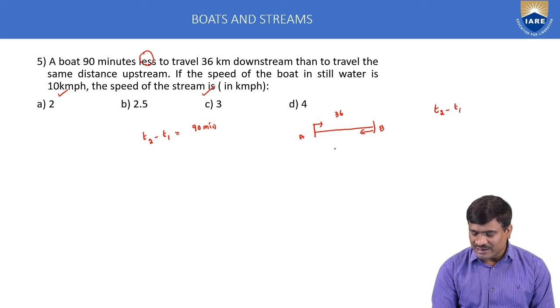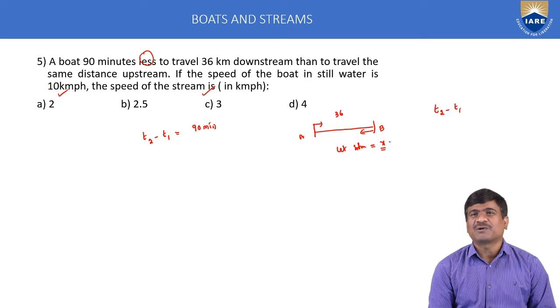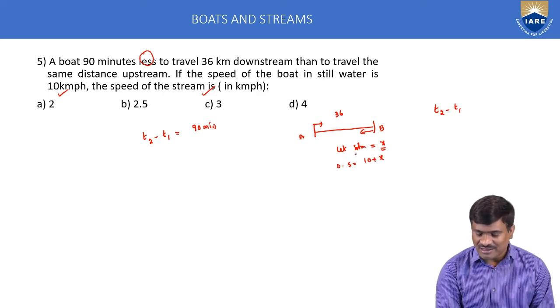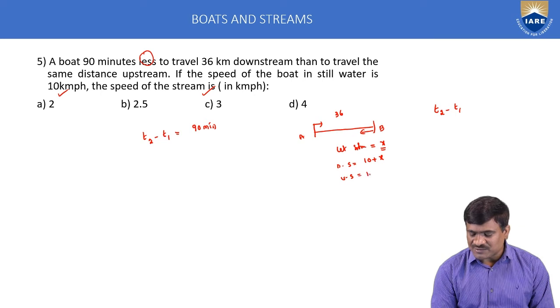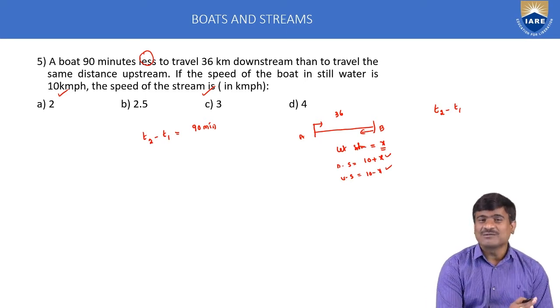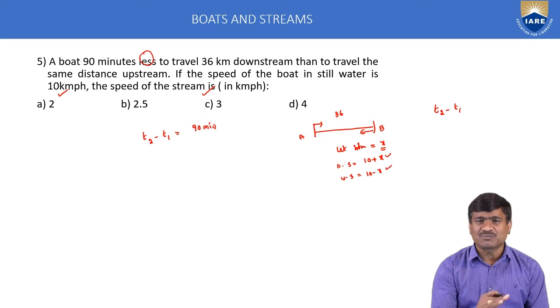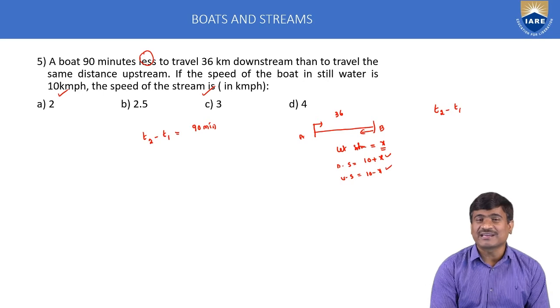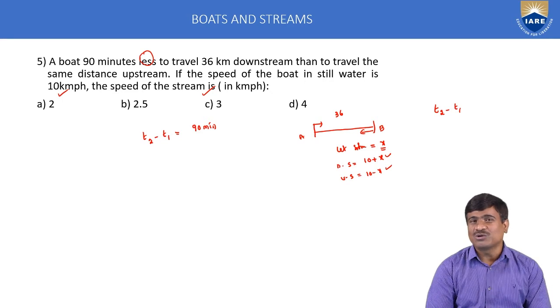The same method: let the speed of the stream be x km per hour. Then the speed of downstream is x plus y, where y is 10, and the speed of upstream is x minus y, 10 minus x. So 10 plus x, 10 minus x, where x is the speed of the stream. y is the speed of the boat, that is clearly given, the term is 10 km per hour. Next, by using the first statement, less indicates difference. Difference means a positive operator, that is T2 minus T1 is equal to 90 minutes.